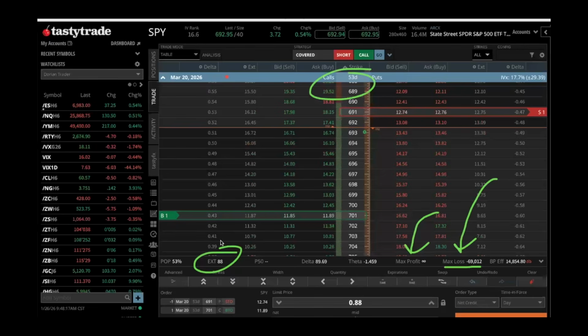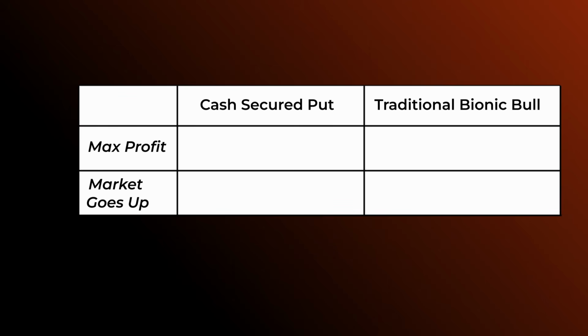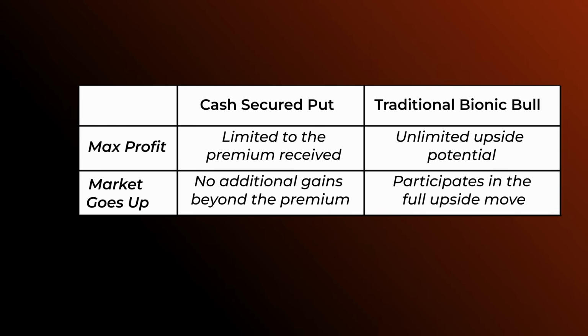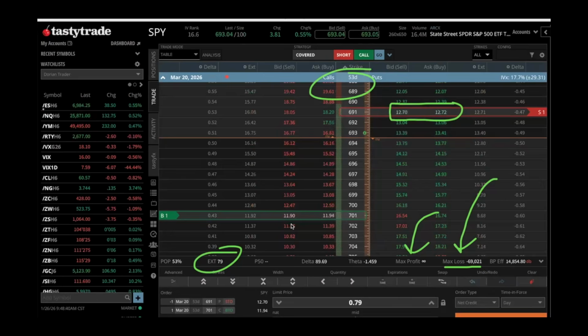So if the market jumped up 10%, you will make a lot of money because of this Bionic bull. Just using that as an example. If you sold just the cash secured put, the most you can make is what you receive for selling the cash secured put, as we talked about earlier. But if you use this call, you technically have unlimited potential to the upside. There's no limit, especially with this Bionic bull, because you're not paying for this call. If it stays above the 691, you're going to make something. If it jumps past the 701, you're going to make a lot more.